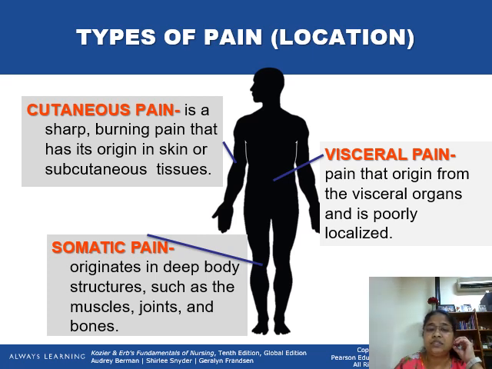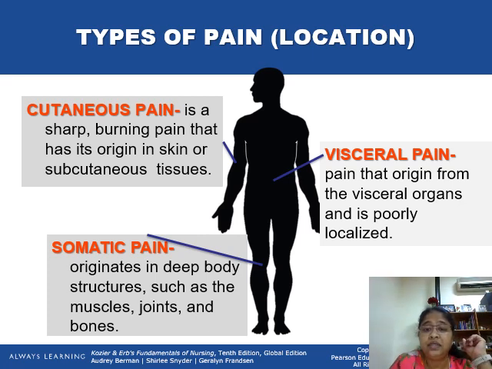If the origin is in the skin or subcutaneous tissue, on the surface of the body, it is called cutaneous pain. Okay, visceral pain. What is visceral? Inside the area in the thoracic cavity or in the abdomen or in the skull. Pain which is inside is called visceral pain.